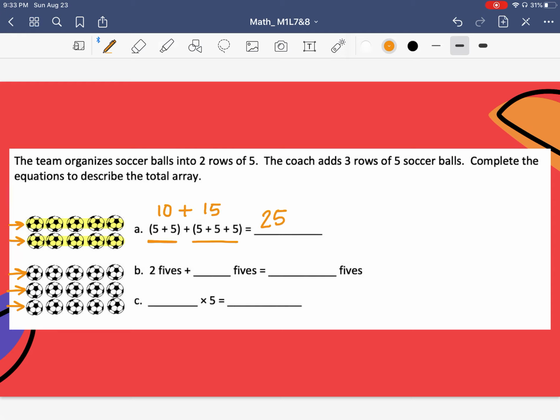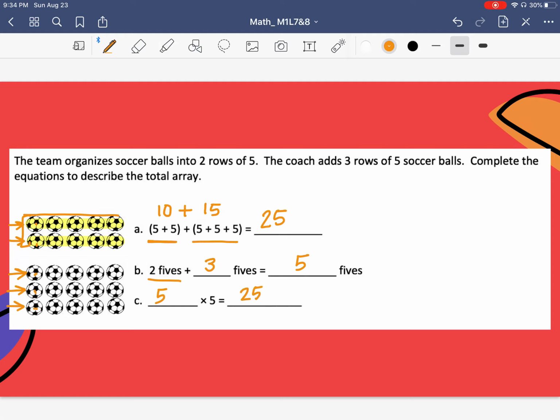Here's one way to write the array, 2 5s. Here is my row, which is 2, and there are 5 soccer balls in each row, so it can be written as 2 5s. And let's look at the second group of soccer balls. There are 1, 2, 3 rows, so it is 3 5s. That means we have a total of 5 5s. In equation C, there are 5 rows of soccer balls, so the total is 25.